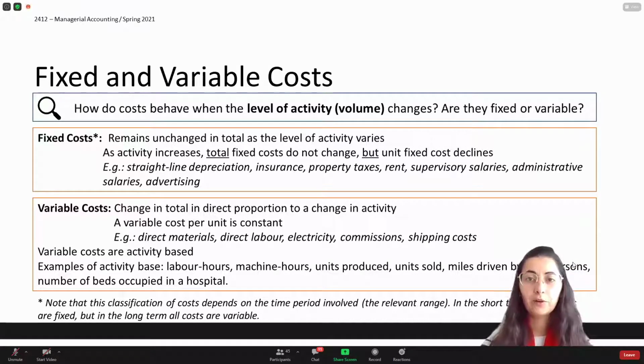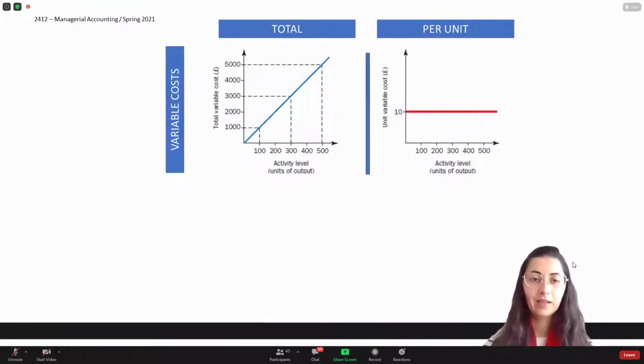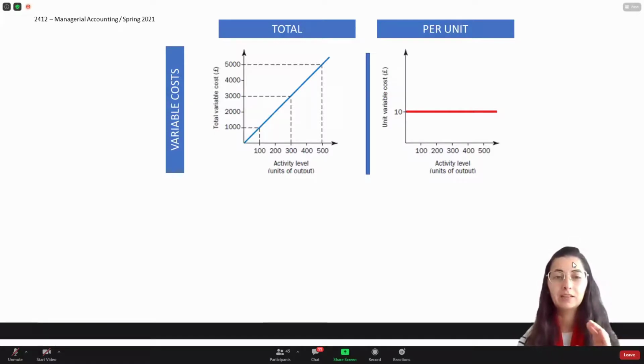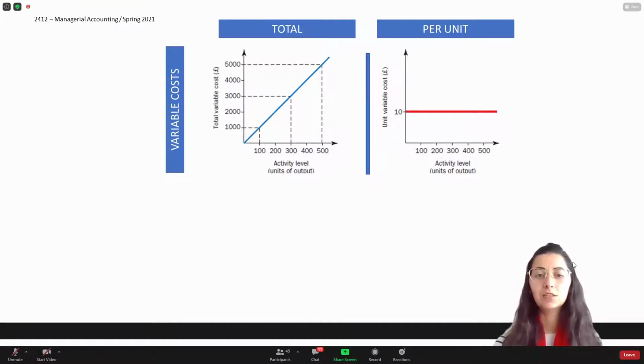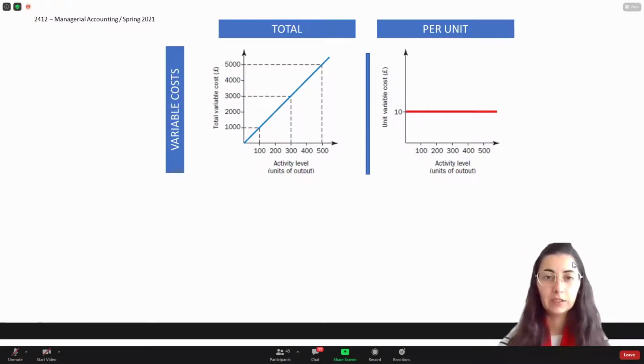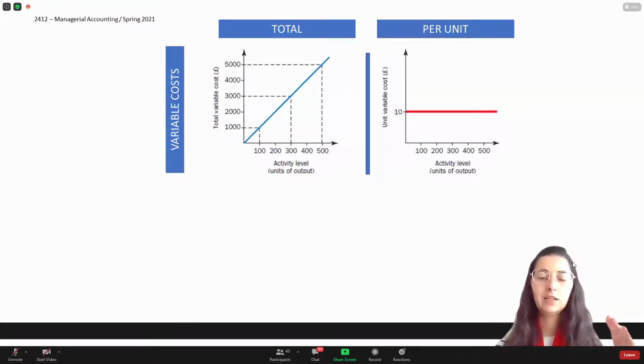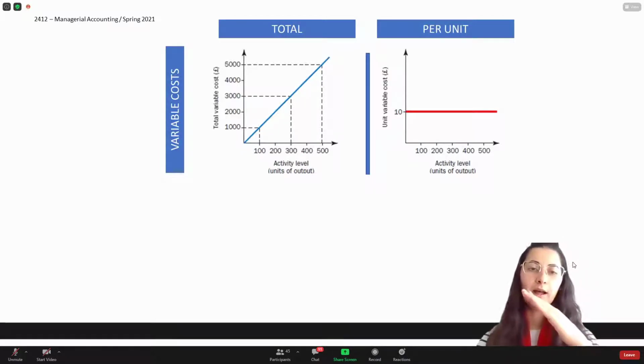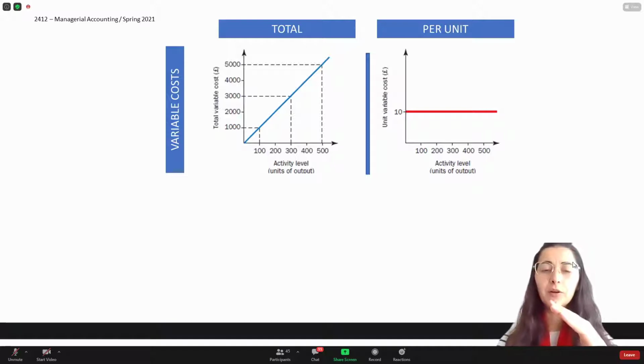Any questions so far? No? Okay. So to visualize, when we look at variable costs, these costs increase as we increase the activity level. As you see, as we increase the activity level, the variable costs increase in proportion to the level of activity. So it's always the same slope when we look at the variable costs in total.